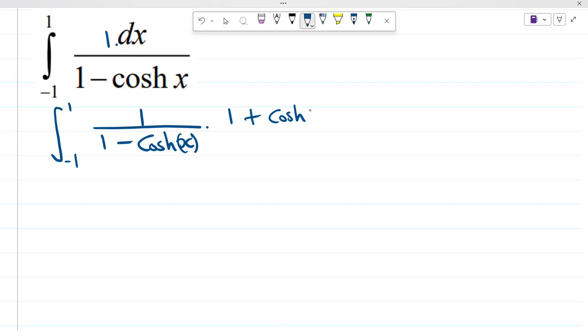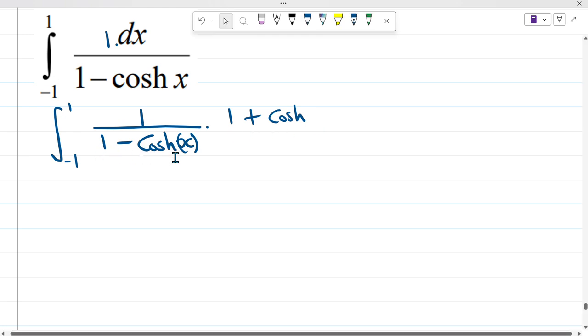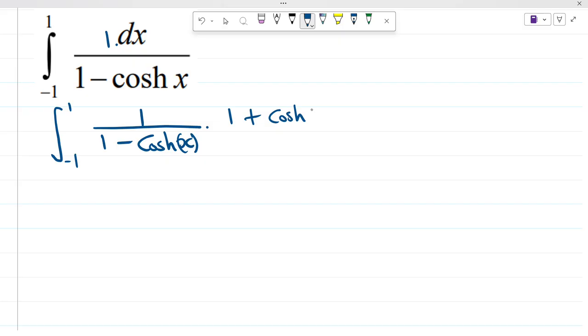But let's just abuse maths for now, for the sake of you to understand. We are multiplying by the conjugate of this: 1 plus, it's a conjugate as long as it opposes the sign. So we're multiplying by the conjugate of that denominator. Yeah, so that's what I'm trying to say: hyperbolic cosh of x divided by 1 plus cosh of x, and then here there is dx.